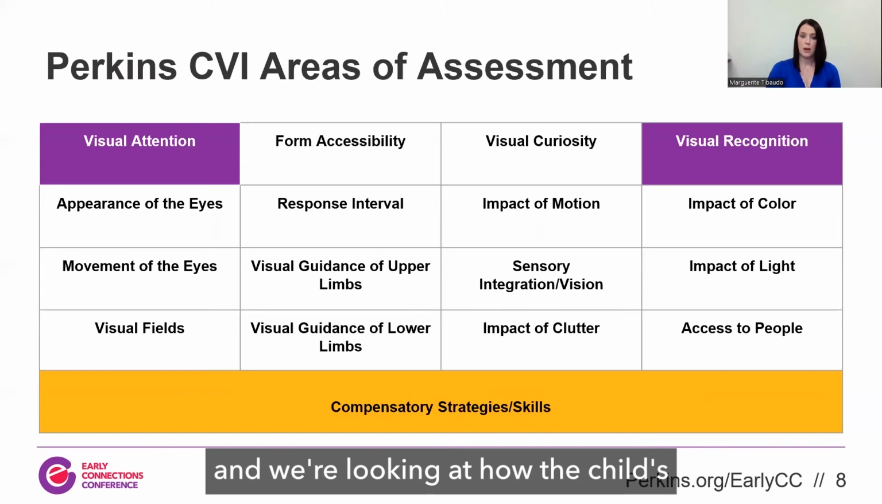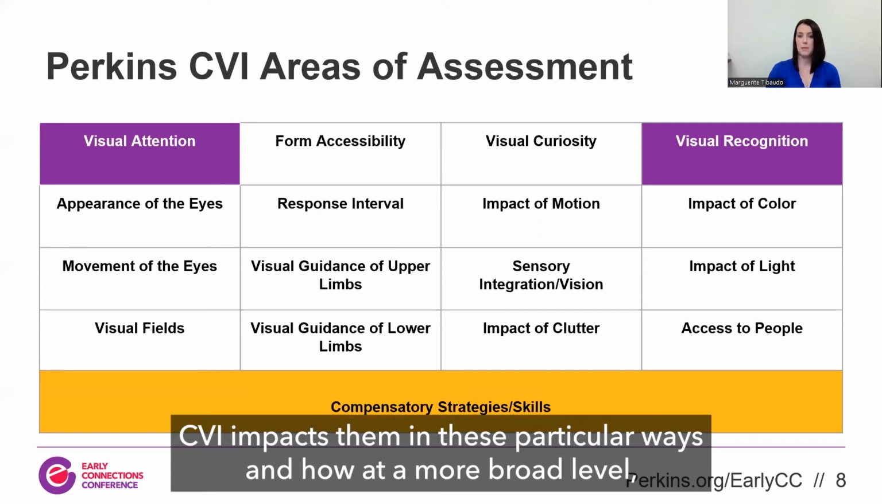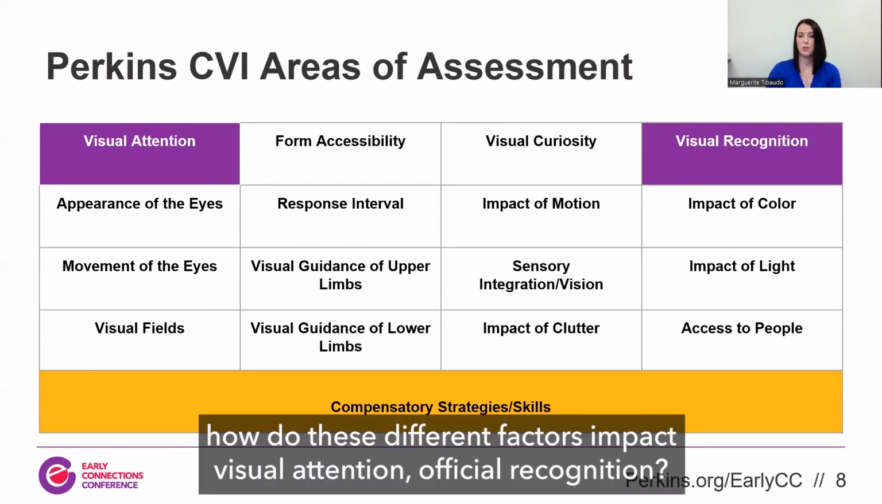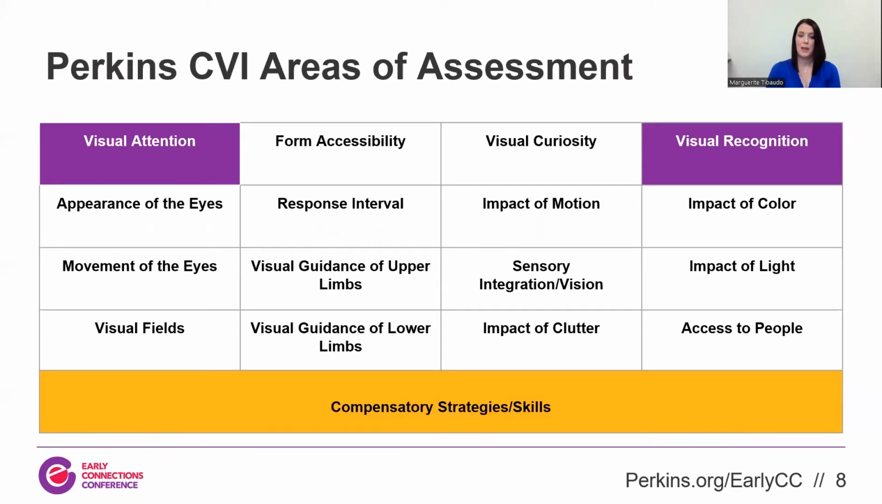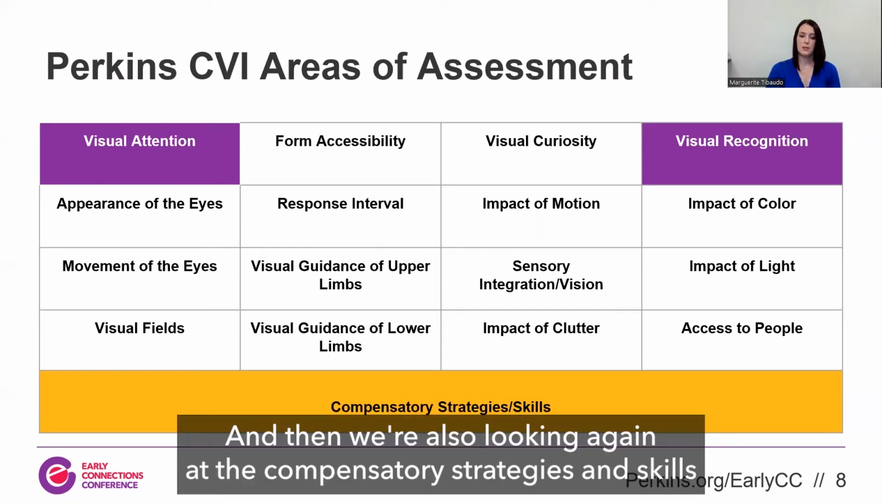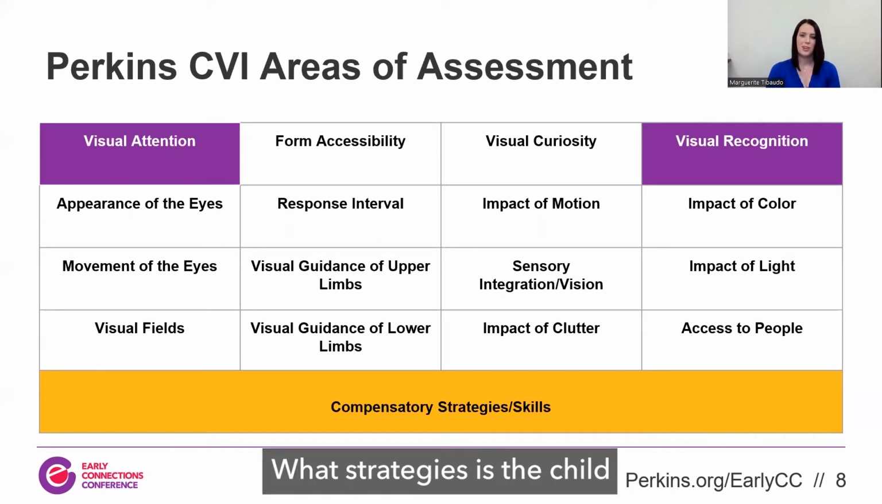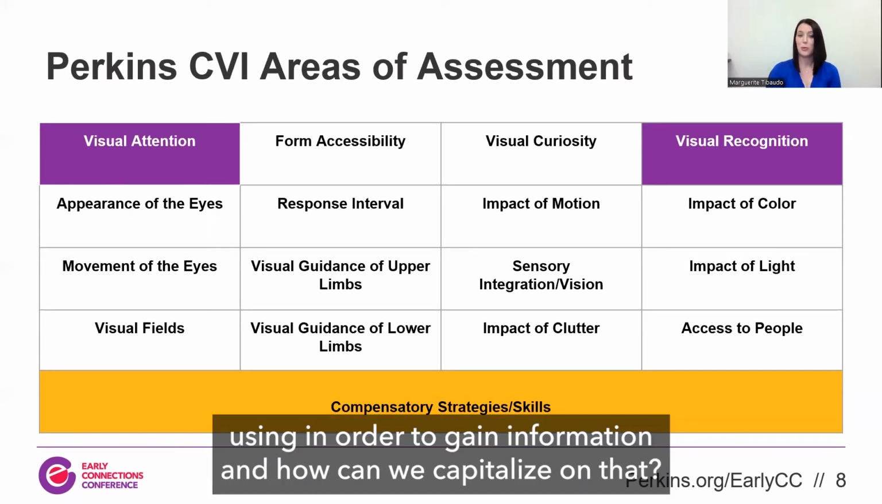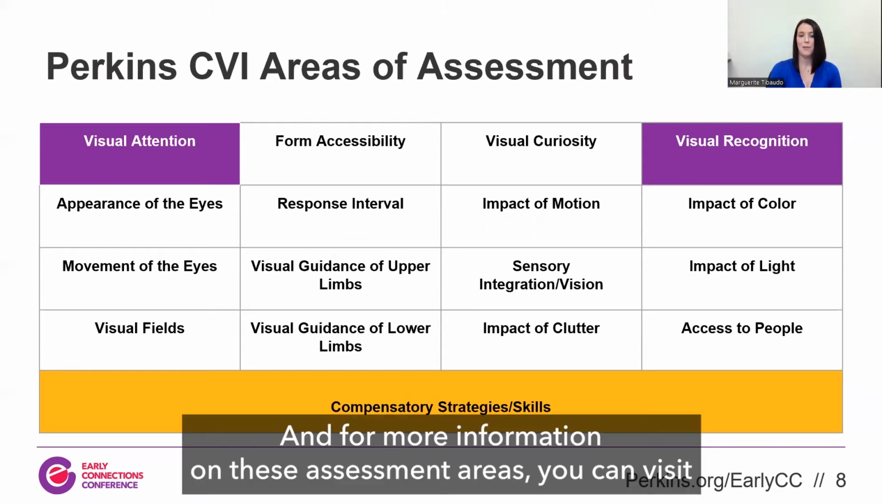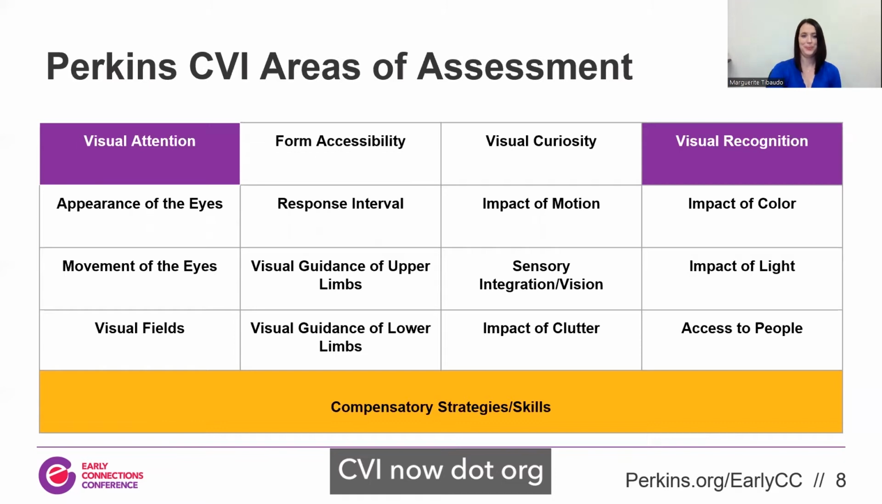And we're looking at how the child's CVI impacts them in these particular ways, and how, at a more broad level, these different factors impact visual attention and visual recognition. And then we're also looking again at the compensatory strategies and skills. Across all these different areas, what strategies is the child using in order to gain information, and how can we capitalize on that? And for more information on these assessment areas, you can visit cvinow.org.